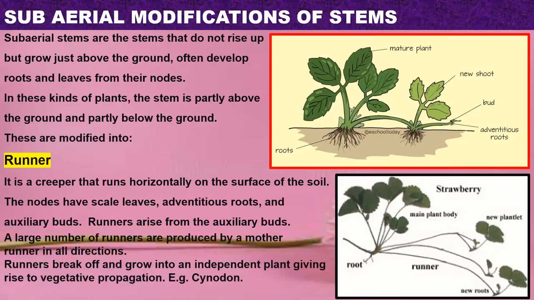Runner is a creeper that runs horizontally on the surface of the soil. The nodes have scale leaves, adventitious roots, and auxiliary buds. Runners arise from the auxiliary buds. A large number of runners are produced by a mother runner in all directions. Runners break off and grow into an independent plant, giving rise to vegetative propagation. Examples are strawberry and cynodon.